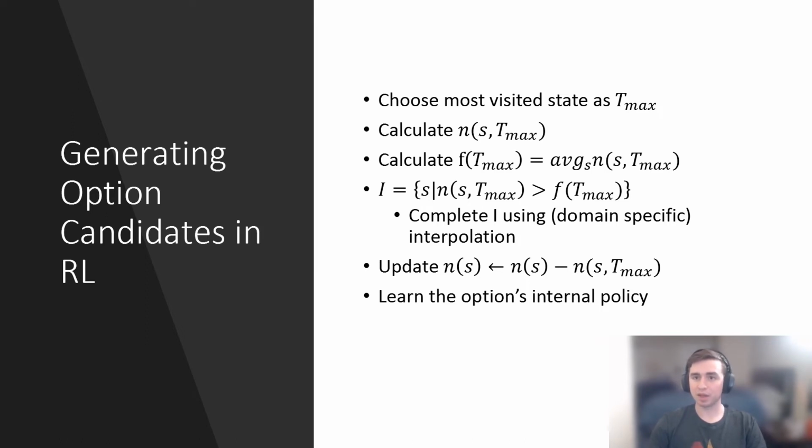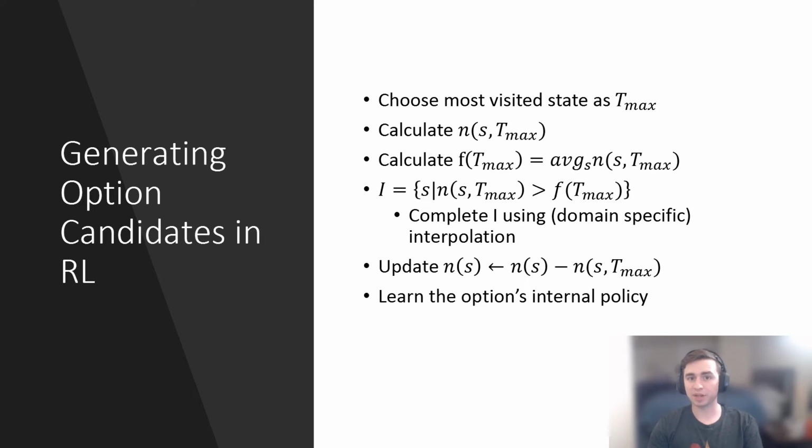Then we set the initiation state to be the set of states that appeared on the paths that go through Tmax more than average, suggesting Tmax is more reachable from these states, giving the option a good chance of succeeding. Using domain-specific knowledge, it may be possible to further refine the initiation set through interpolation.